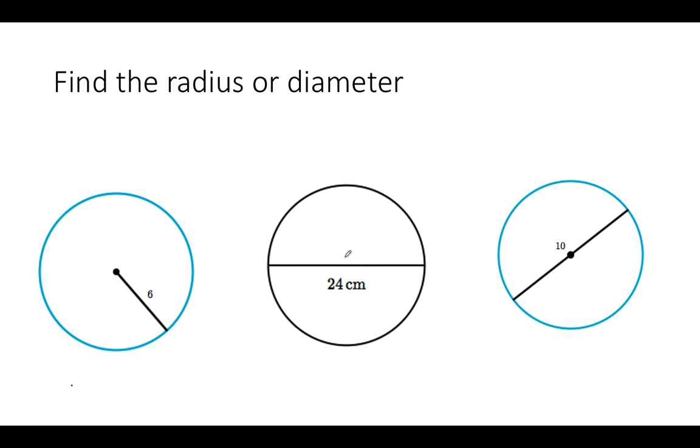Over here we are given diameter and we want to figure out radius. We know that radius is half. So 24 divided by 2 would be 12 centimeters is our radius. And over here in the last one, we are given diameter because it goes through the center and it goes edge to edge. And we know that the radius would only be half. So 10 divided by 2 would be 5.